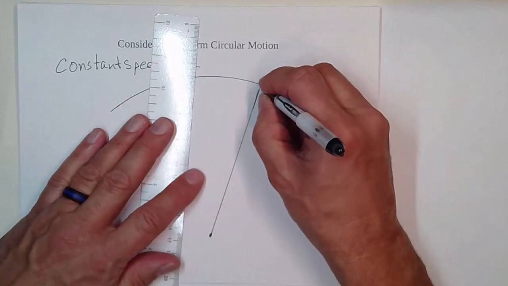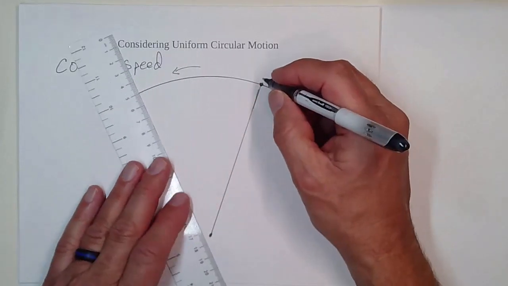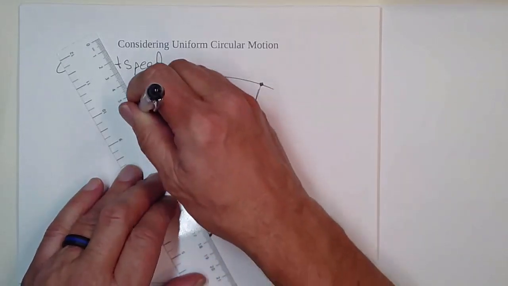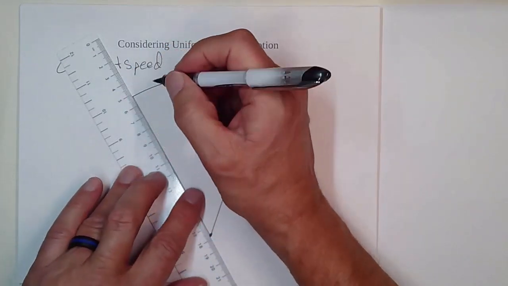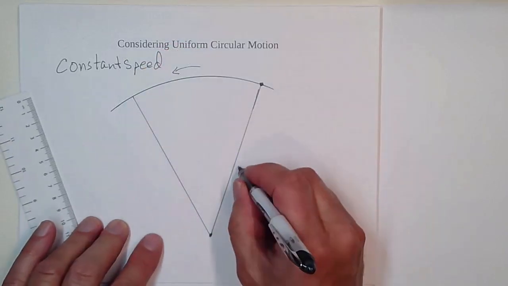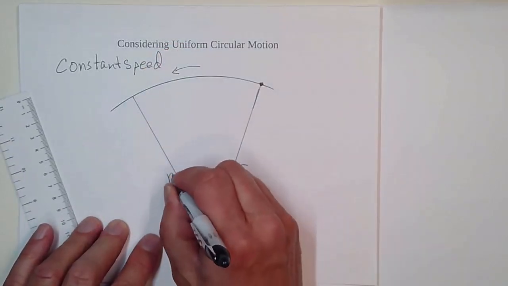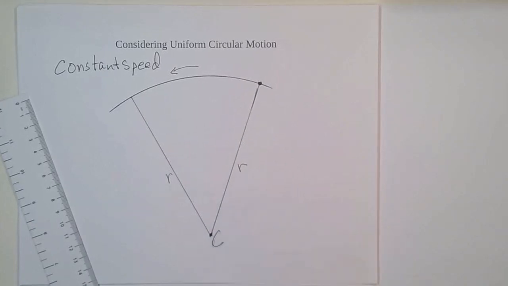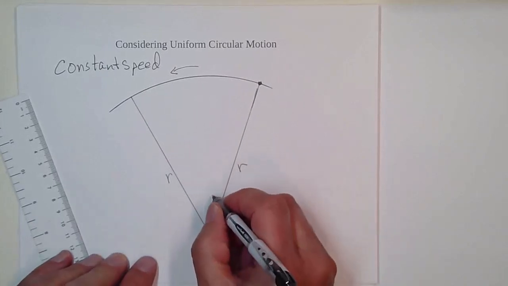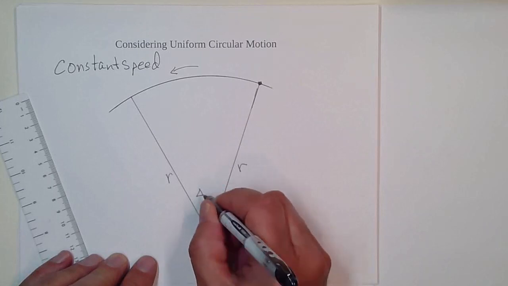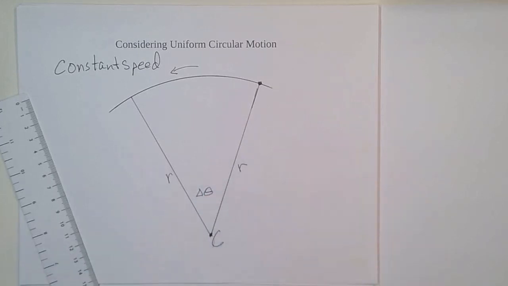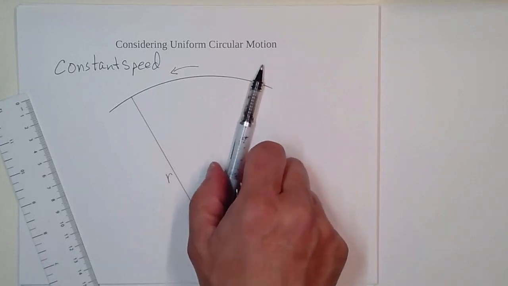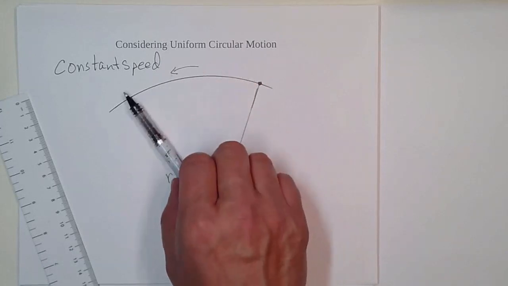One when the object is right here, and then when the object is right here. And in both cases, this is the same radius because it's traveling in a circle, always the same distance from this center point here. And we're going to call this angle here delta theta. Okay, if it just sat there, there'd be no change in the angle theta, but if it's moving, there will be.